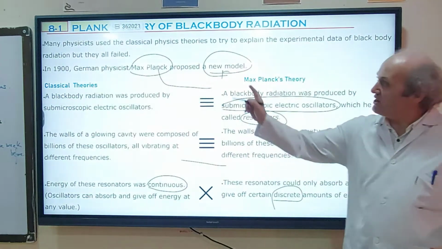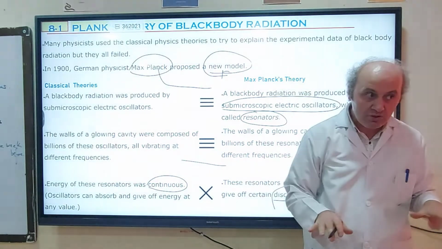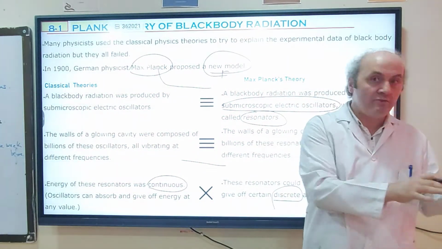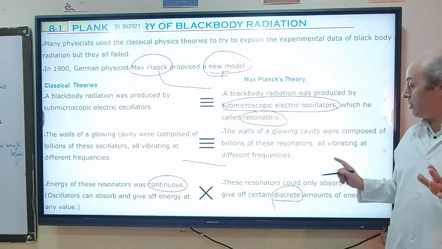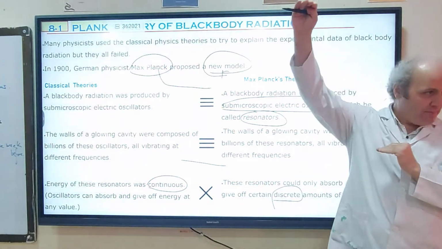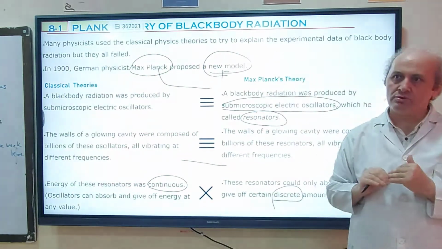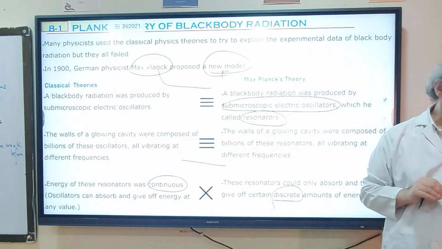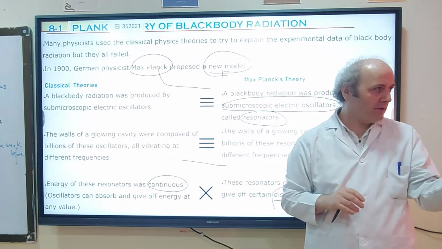What is the difference? Classical theory says that the energy of these resonators is continuous. So they take whatever amount of energy is given to them. They have no choices. But here, we also said that these resonators only absorb energy in some discrete amounts and give it off in some discrete amounts. So the amount they absorb is limited? Limited, yes, you are right, that's the point. Limited is also possible.